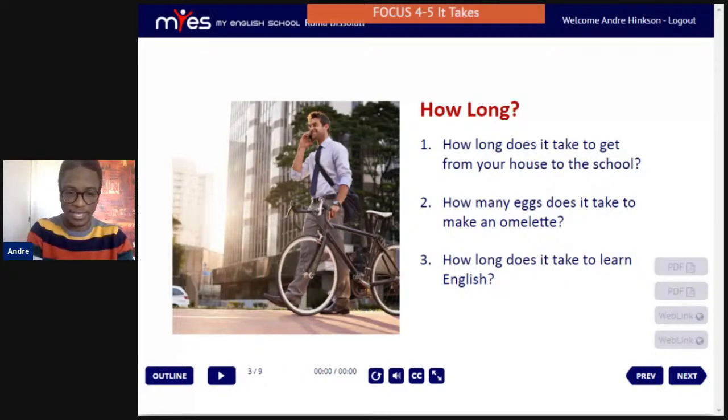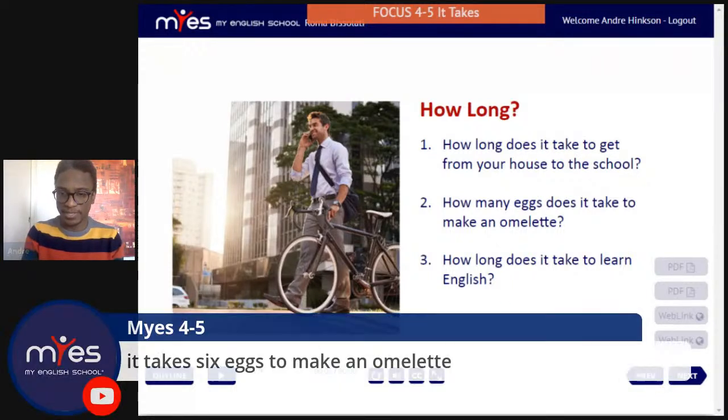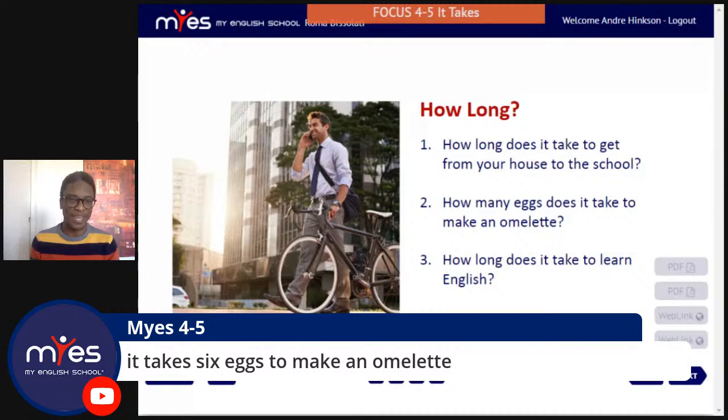It takes 6 eggs to make an omelette. So this is the correct answer. So it takes 6 eggs to make an omelette. Yeah, it depends on how many people are eating the omelette. So for me, for one person, it takes about 3 eggs to make an omelette.